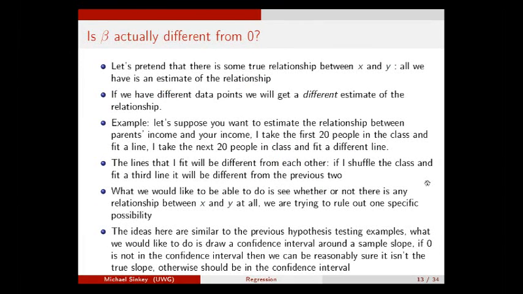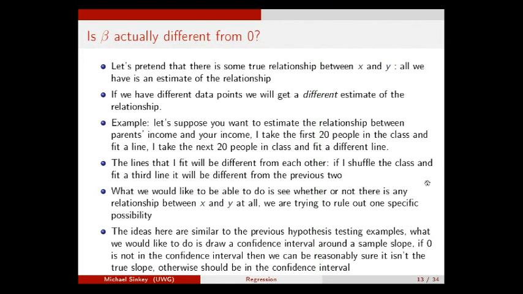What we want to know is if the slope is actually different from 0. If there is some true relationship between x and y, that's nice, but all we have is an estimate of the relationship. If we have different points, we have a different estimate of the relationship.